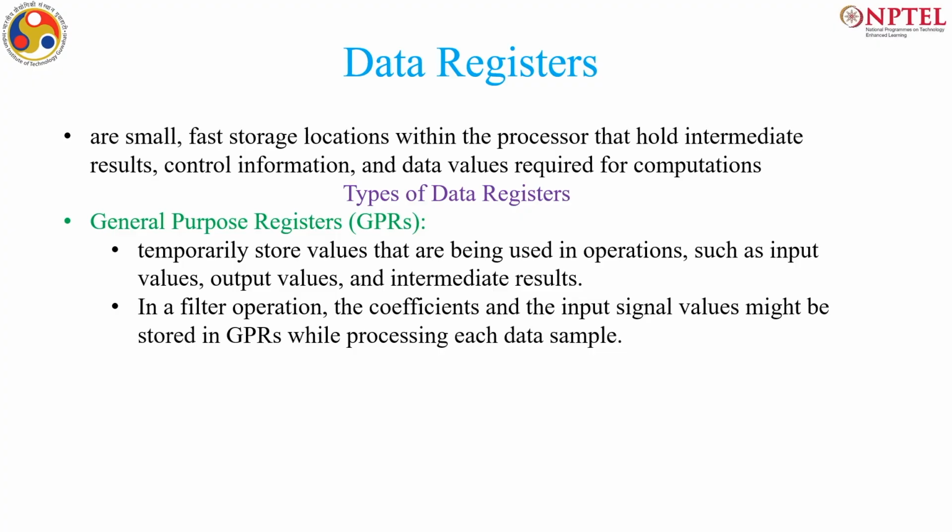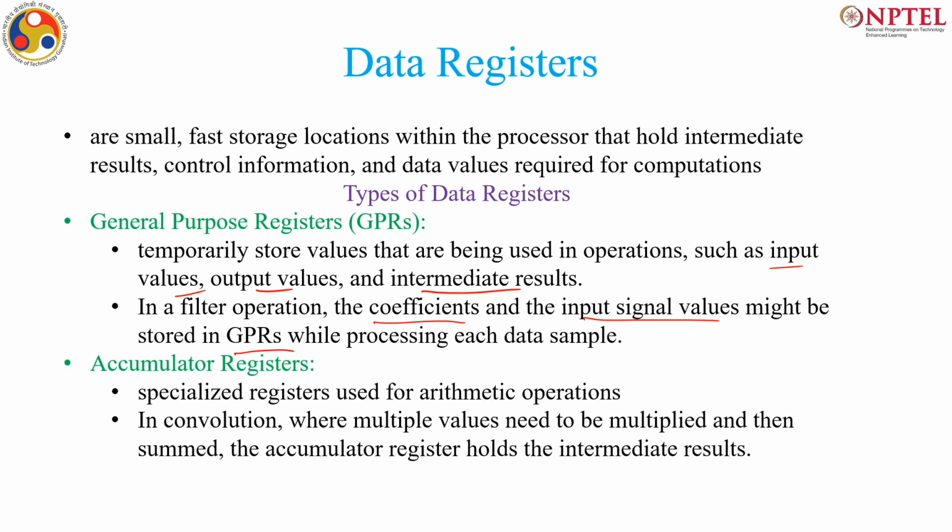Data registers can be of different types, like general purpose registers, which are used for temporary operations like storing input values, output values, and immediate results. For example, if this is a filtering operation, the filter coefficients and your input signal values which you are going to convolve can be stored in your general purpose register.